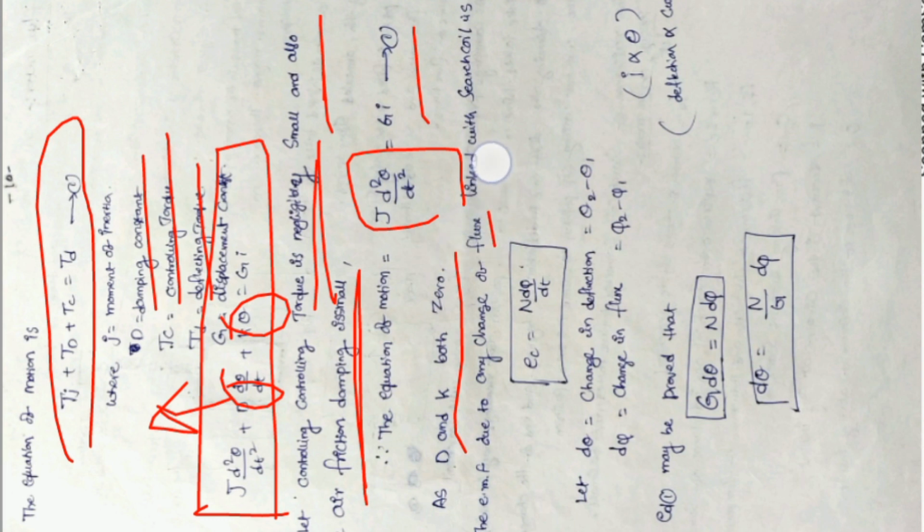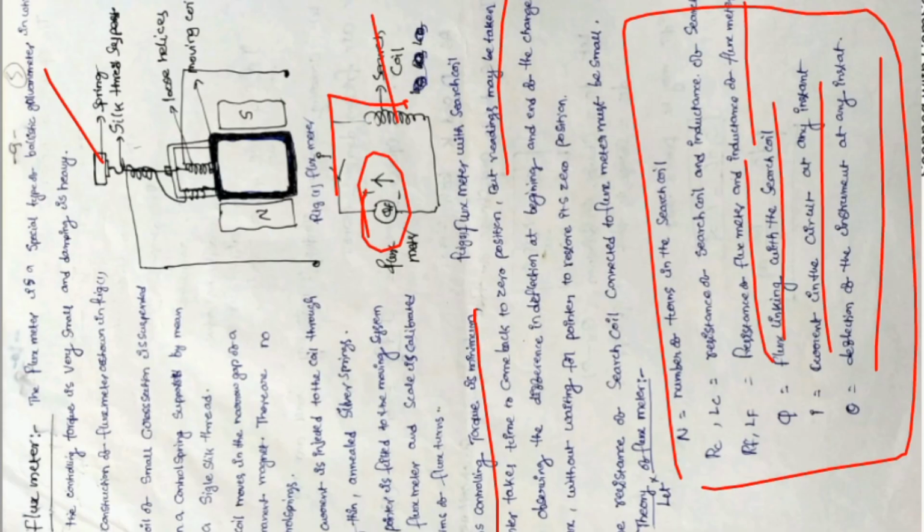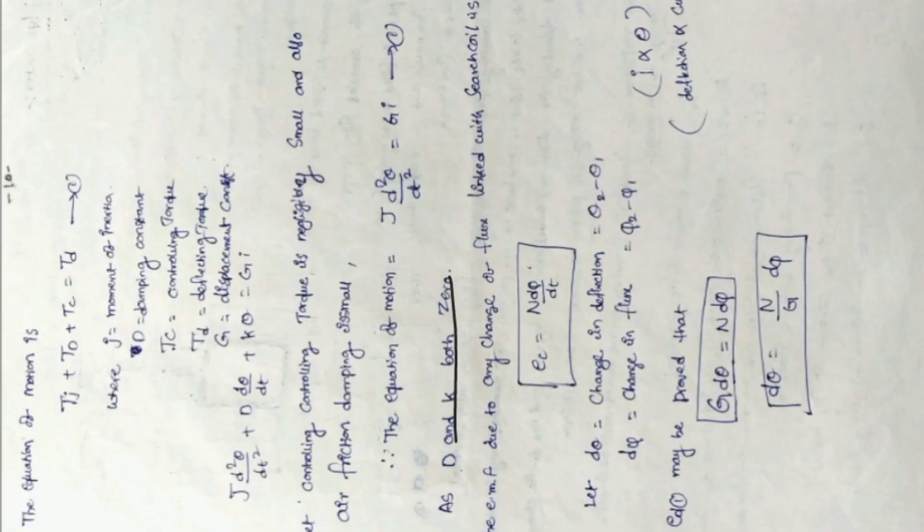The EMF due to any change in flux linked with the search coil arises because we connect the search coil wherever we want to measure the flux. These two terminals are connected to the search coil. Now the EMF due to any change of flux linked with the search coil is e equal to N d phi by dt. According to Faraday's law, the EMF will be induced in the search coil whenever the flux links with it. Hence e is equal to N d phi by dt.